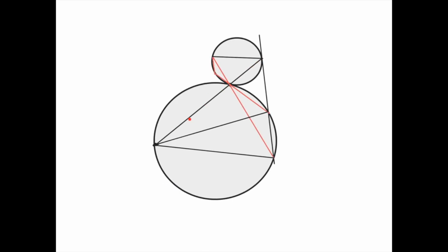Now let's see what happens to this construction when the circles are externally tangent instead of internally tangent. This here is a random line passing through the point of tangency of the two circles, and then from here we take a tangent line to this circle, and it intersects the other circle at these 2 points. And then we take this red line and this red line here, and we also take this and this segments.